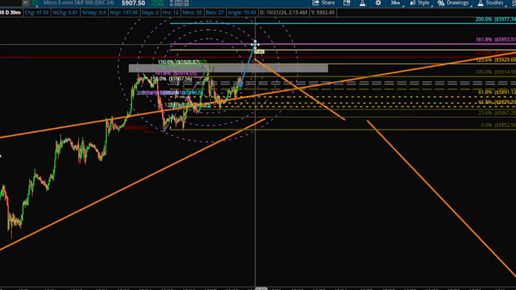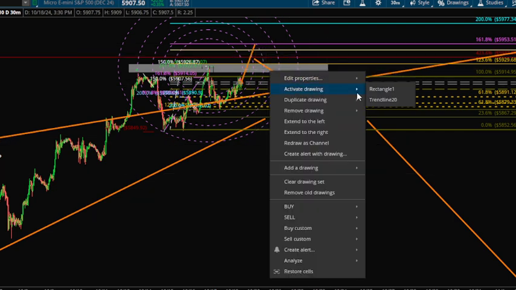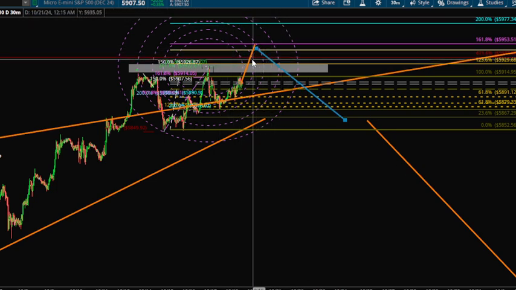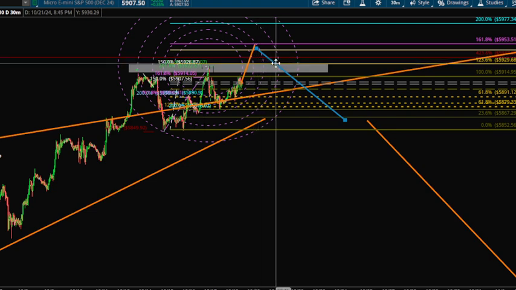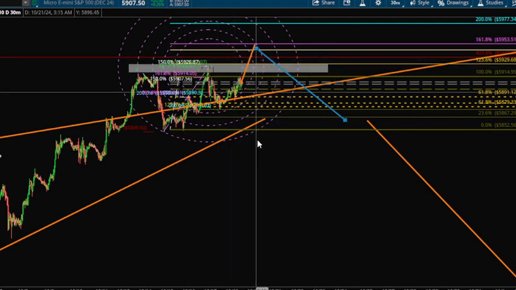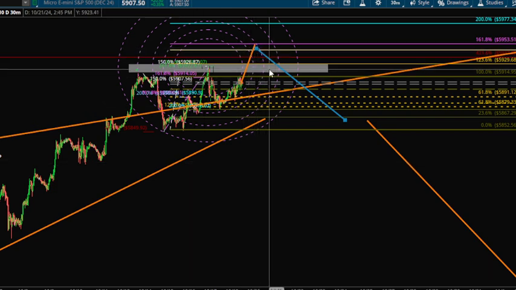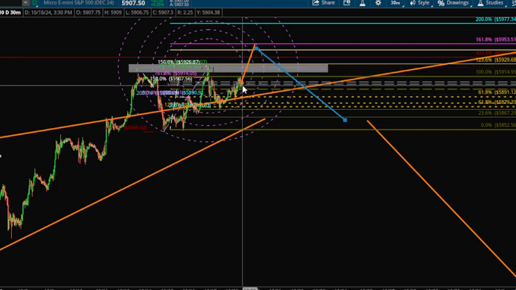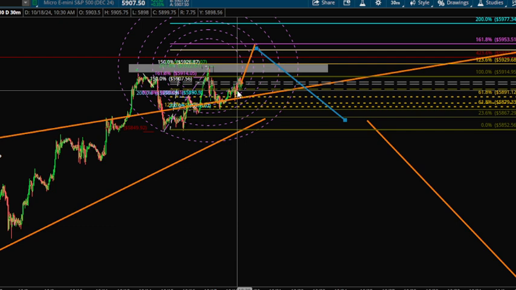Maybe up to here or so, and then start trailing down. But I think you're going to have a heavy reaction if it tries to hit that. It's a 423.6 trend line, this red one. So that's why I think maybe they won't even reach the 161.8. So yeah, this is what I'm thinking going into tomorrow, Sunday, on the micro.